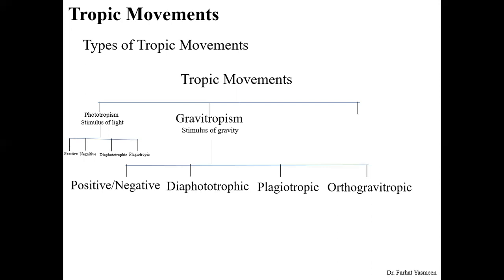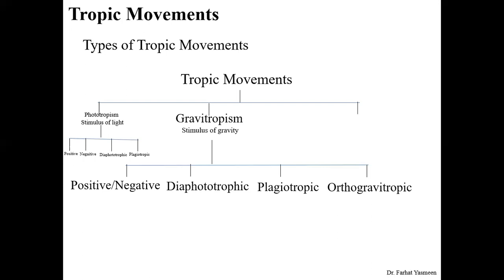Diagravitropic movements are the movements that show little or no response to gravity. For example, rhizomes and stolons that grow at right angle to gravity. So these are known as diagravitropic responses. Plagiotropic responses are those responses in which the growth of different organs is between right angle and vertical angle. Then this is known as plagiotropic response or movement.